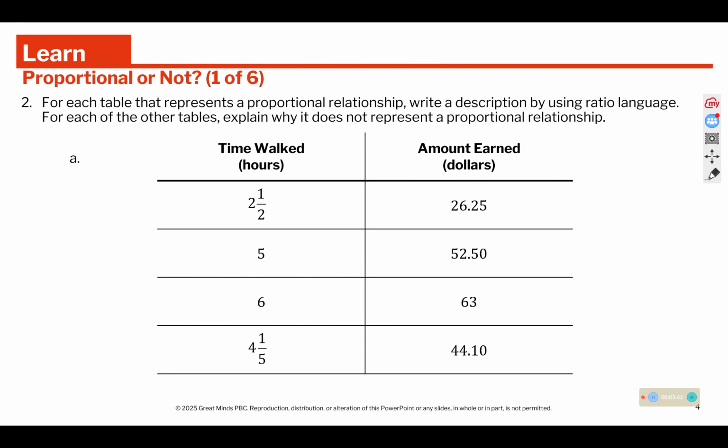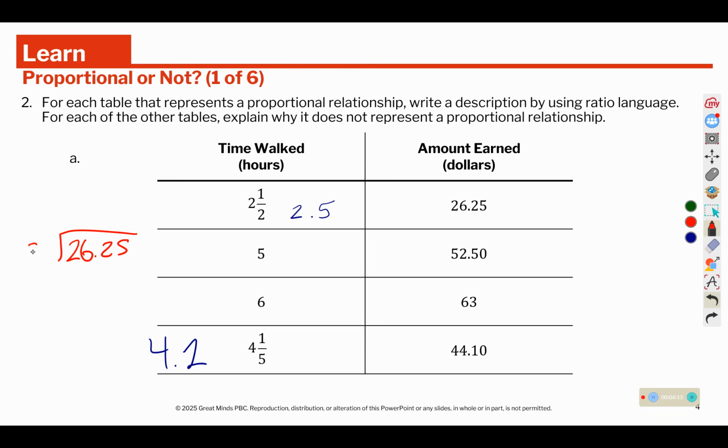We can change these fractions into decimals if that makes it easier to work with. 2 1/2 can be rewritten as 2.5. If we multiply by 2 for this fraction, we would get 4/10. 2/10 can be rewritten as 0.2. Now to divide, we're going to check and see if they all have the same unit rate.